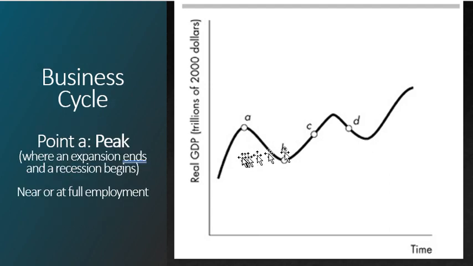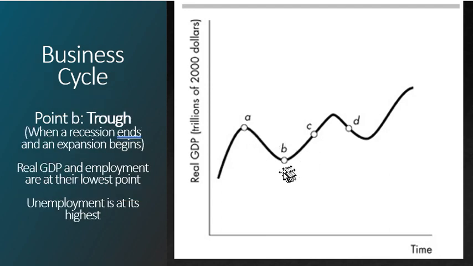If we go back over here to point A, you can see that's kind of at the top here. So we had an expansion, now the expansion is over, and then we're heading into a recession. A peak is where we're at full employment or near full employment, where an expansion ends and a recession begins. Then if we look at point B, that is called a trough.